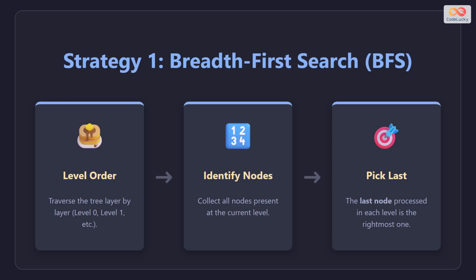Our first strategy is breadth-first search, or level order traversal. The logic is straightforward. We traverse the tree layer by layer. For each layer, we collect all the nodes. The last node we process in each layer is guaranteed to be the rightmost node for that level.